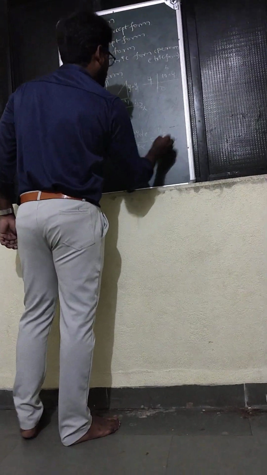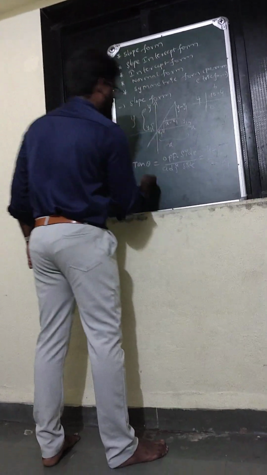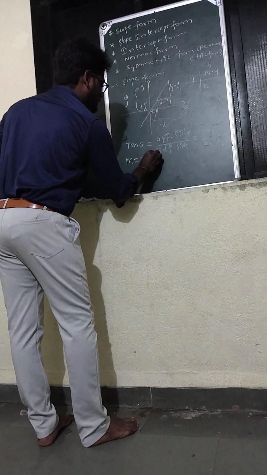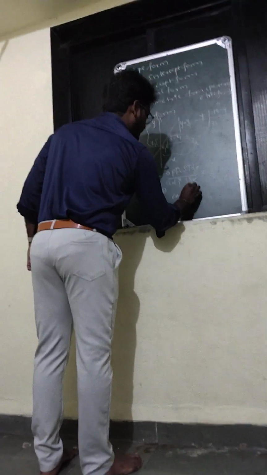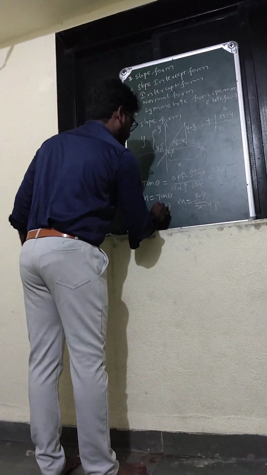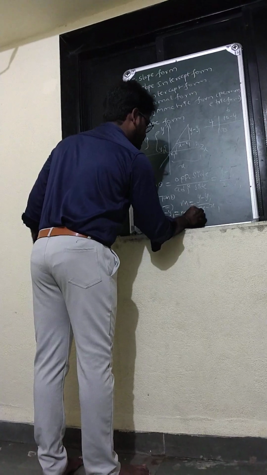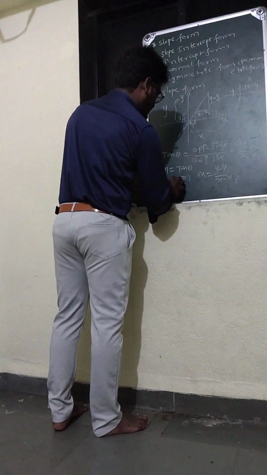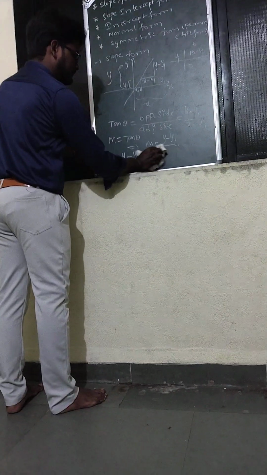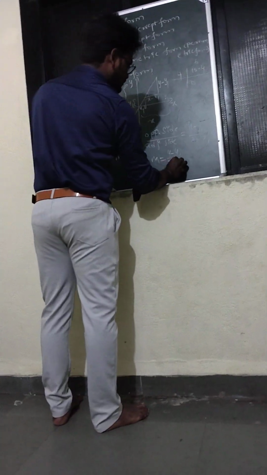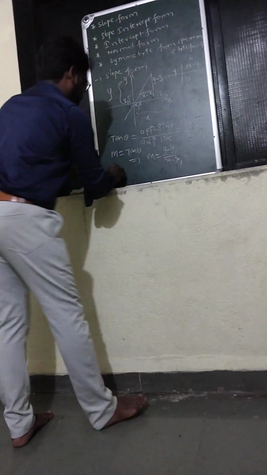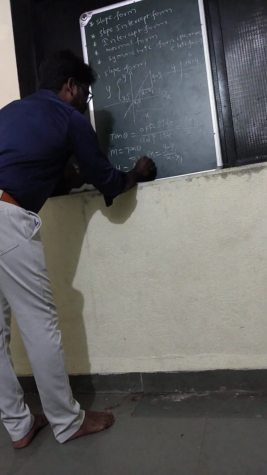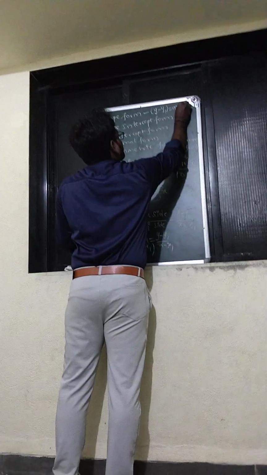equals opposite side by adjacent side: opposite side y minus y1, adjacent side x minus x1, and m equals tan theta. So y minus y1 equals m into x minus x1. What is the slope form? y minus y1 equals m into x minus x1. And here, slope form: y minus y1 equals m into x minus x1.